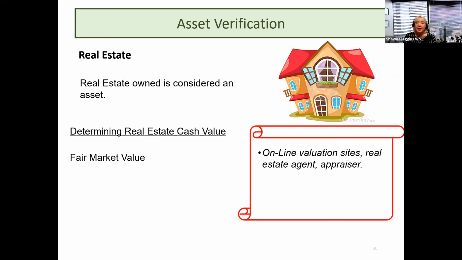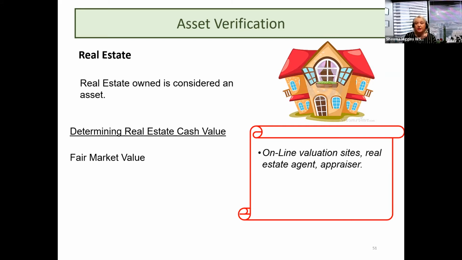Are they going to rent it out, or is it being rented out? Or are they going to put it on the market to be sold? You're going to want to find out a little bit more information. So for determining the real estate cash value, you can get the fair market value. You can go online and find it that way. You can go to the county auditor and find out how much they view it as.